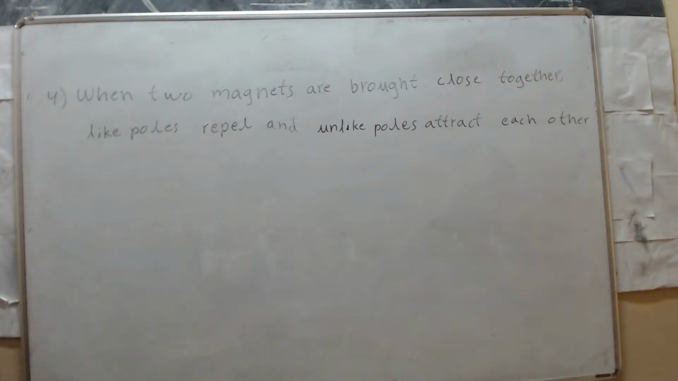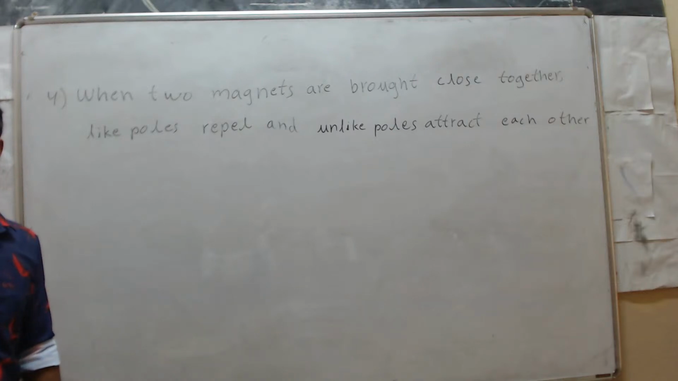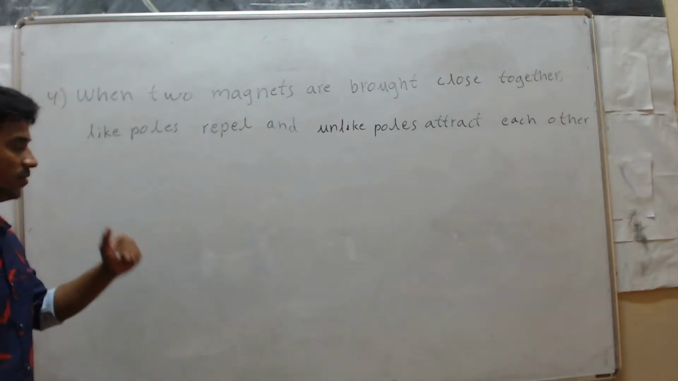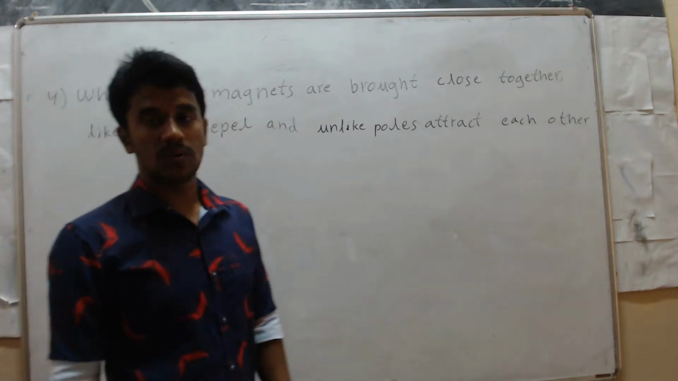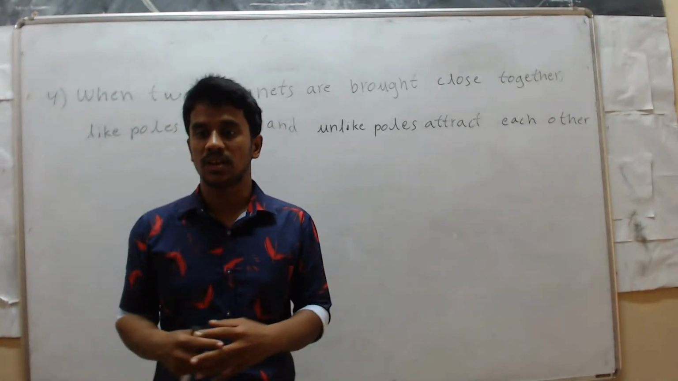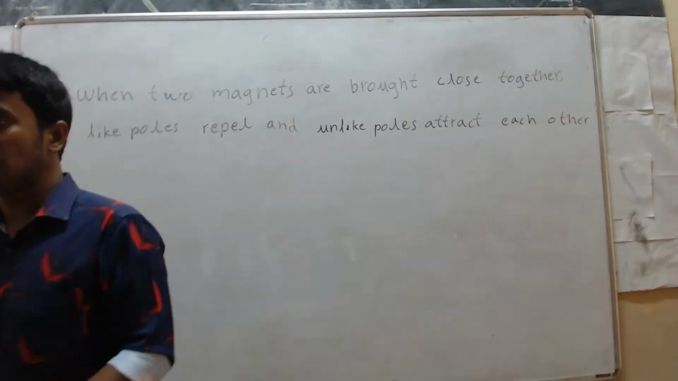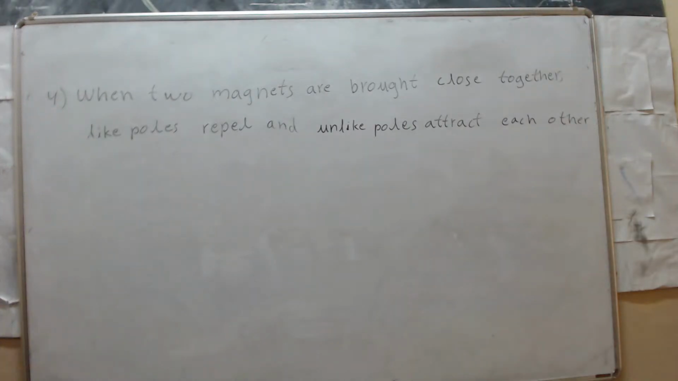Next, fourth one, when two magnets are brought close together, like poles repel and unlike poles attract each other. When you bring, for example, north side to north, both will repel each other. When you bring north and south side, at that time both will attract each other.